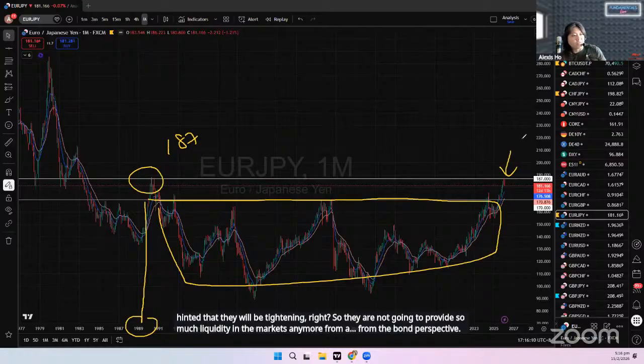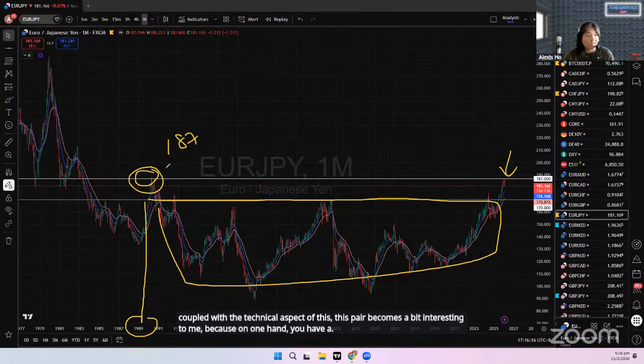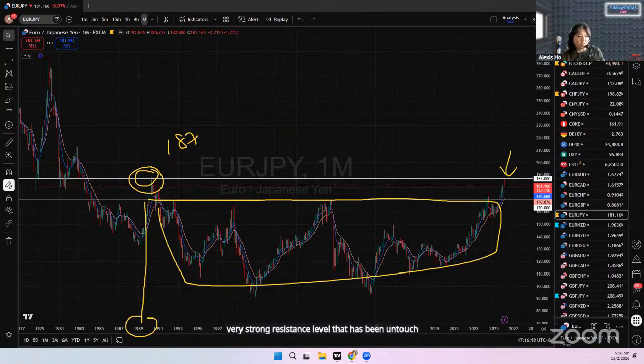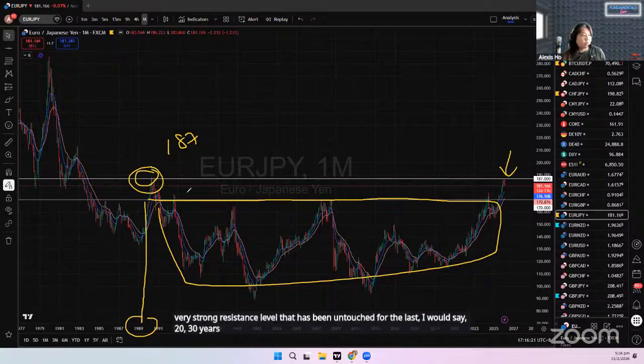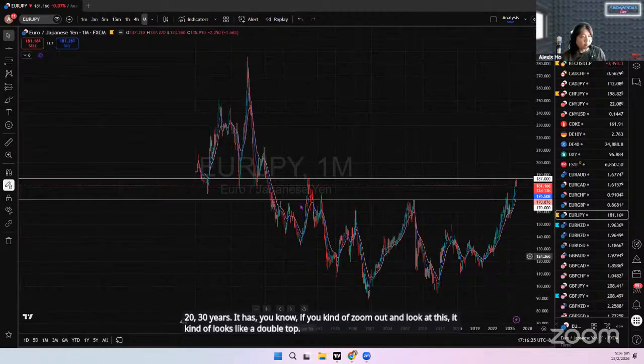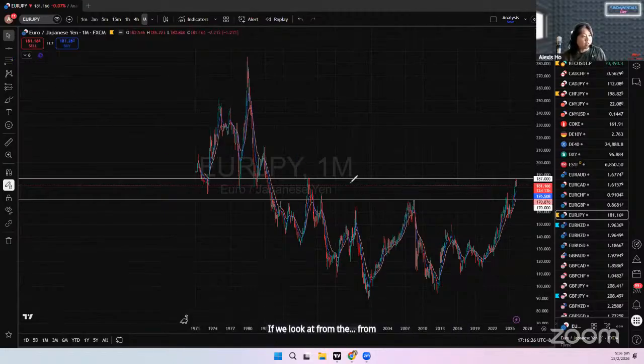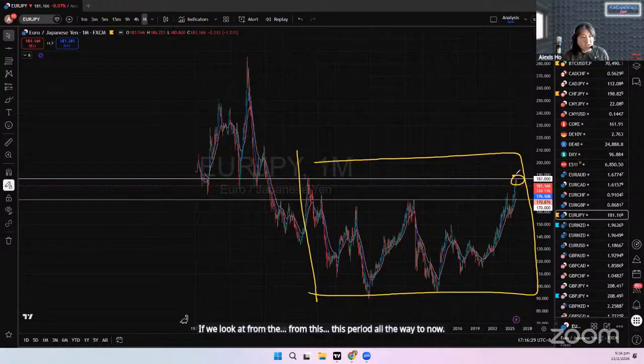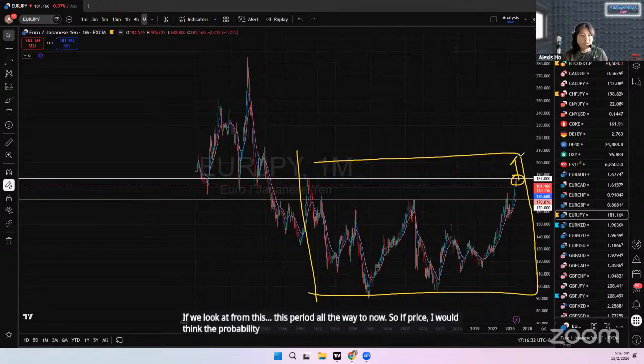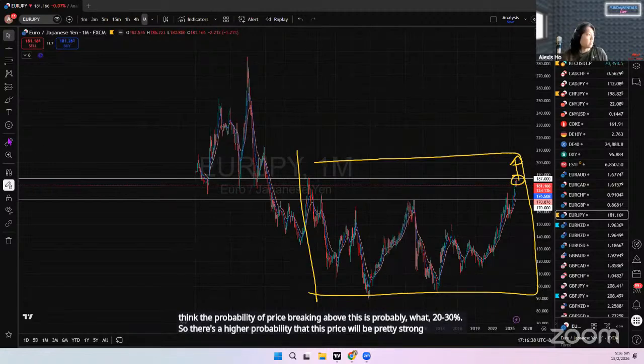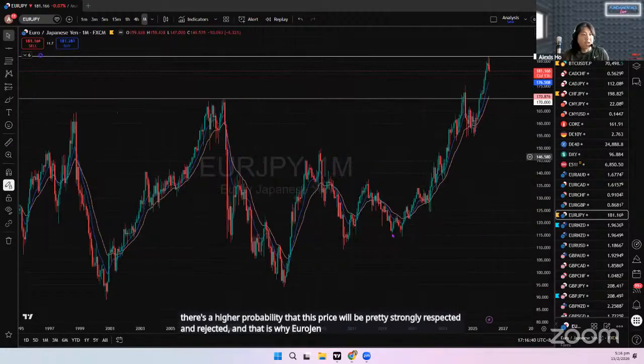Coupled with the technical aspect, this pair becomes a bit interesting to me because on one hand, you have a very strong resistance level that has been untouched for the last, I would say, 20, 30 years. If you zoom out and look at this, it kind of looks like a double top, from this period all the way to now. I would think the probability of price breaking above this is probably about 20, 30%. So there's a higher probability that this price will be pretty strongly respected and rejected, and that is why euro yen is the currency pair that I'm looking at right now.